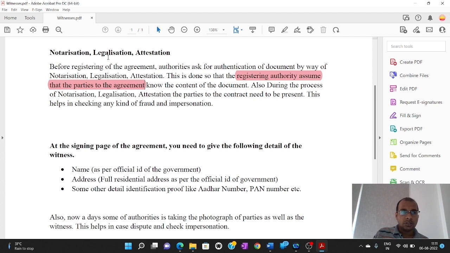Also, the notarization, legalization, and attestation authority enters the name of the agreement in their register and asks the parties to sign it. They also put their signature on the document and allot a particular number to the document so that in case of dispute, the court can call this authority to verify the genuineness of the agreement.